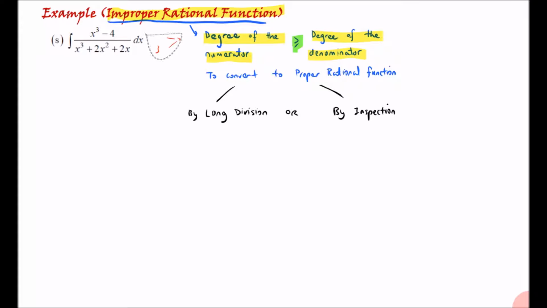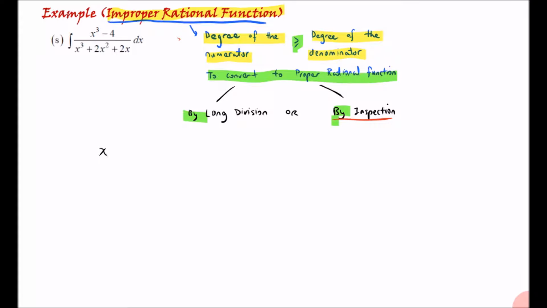If that's the case, what should we do? We need to convert it to a proper rational function. There are two ways, either by long division or by inspection. For this example, I'll be using the inspection method. Let's see how to go about it.